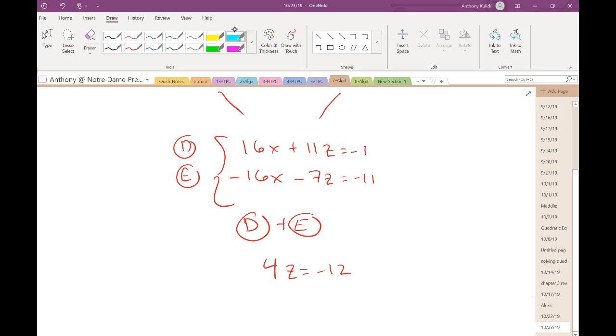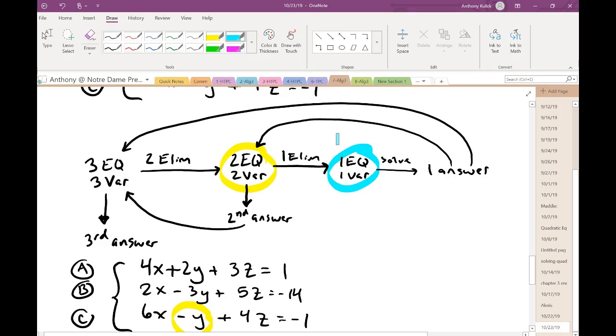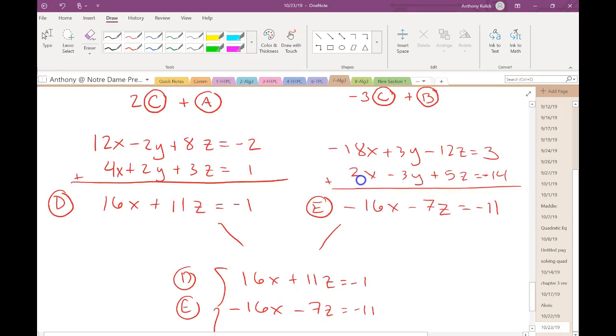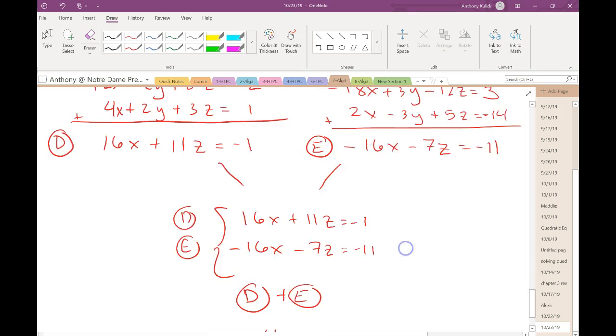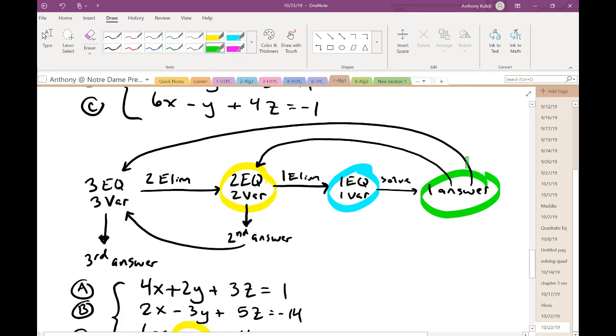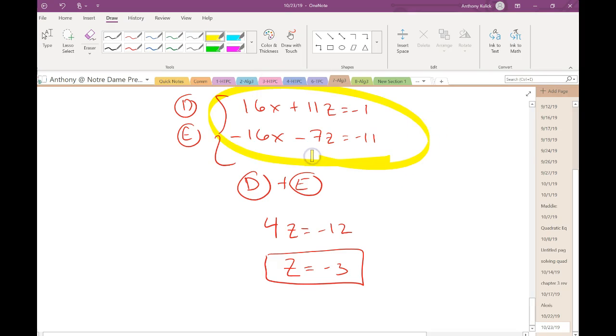Where are we at now in our flow chart? We're one equation with one variable, right? So if we divide by positive 4, we get negative 3. That's our first answer. So we are now here. What I do then is I'm going to plug that answer back into either D or E. Does it matter which one I choose? No way, Jose. For the sake of argument, let's just plug it into D.